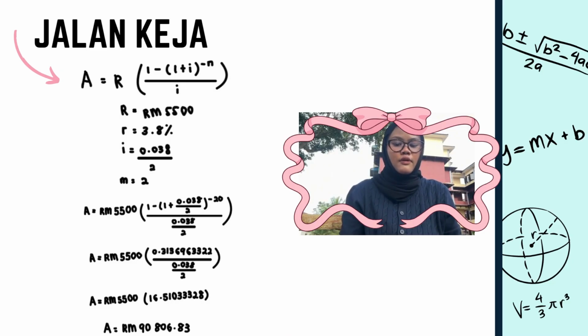A equals 5,500 bracket 0.3136963322 divided by 0.038 divided by 2 bracket. A equals 5,500 bracket 16.51033328 bracket. A equals RM 90,806 and 83 cents. Answer for A.